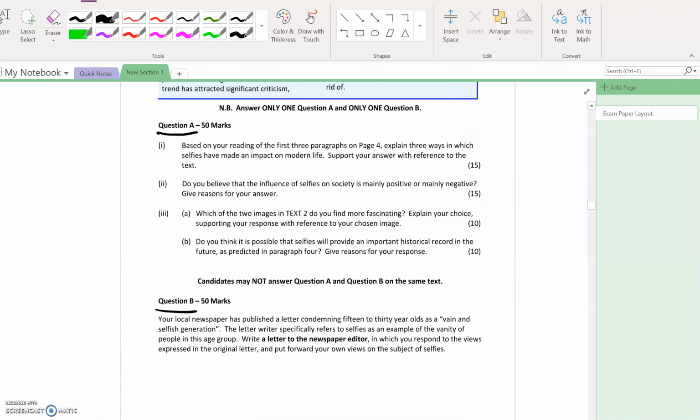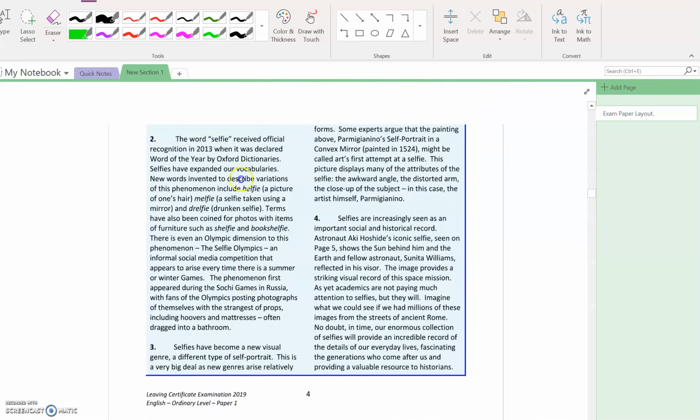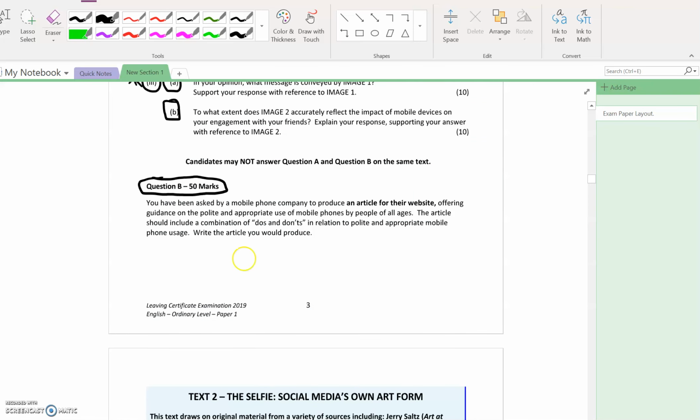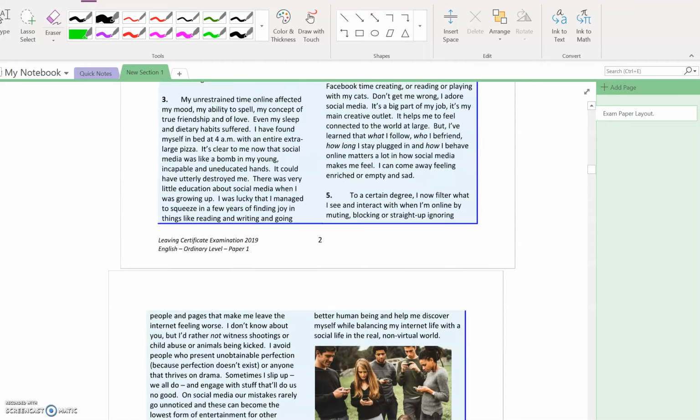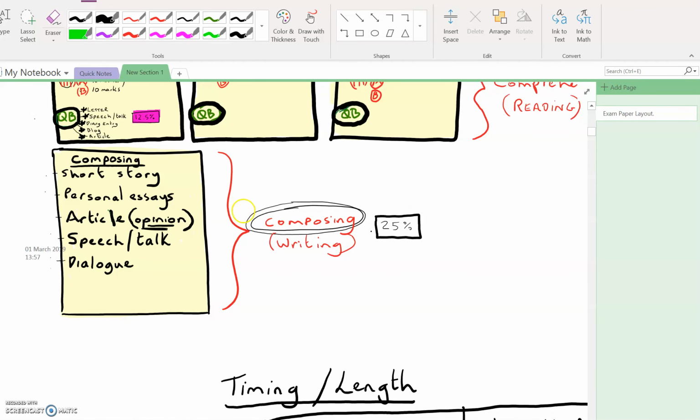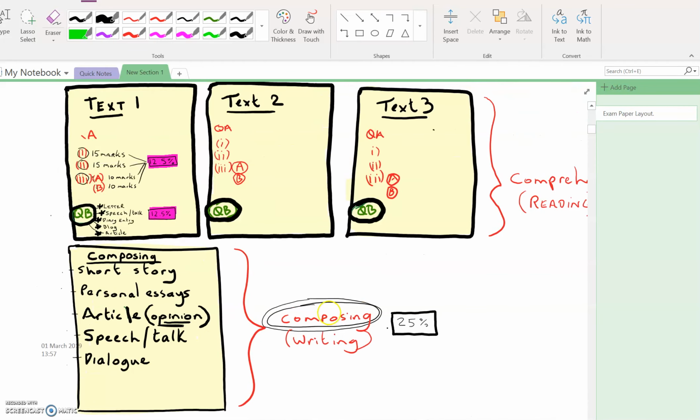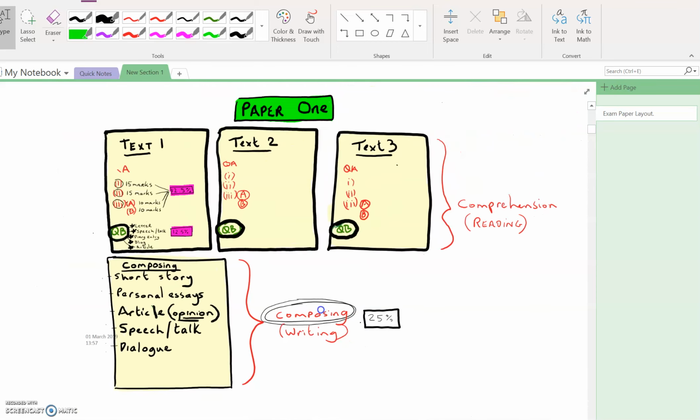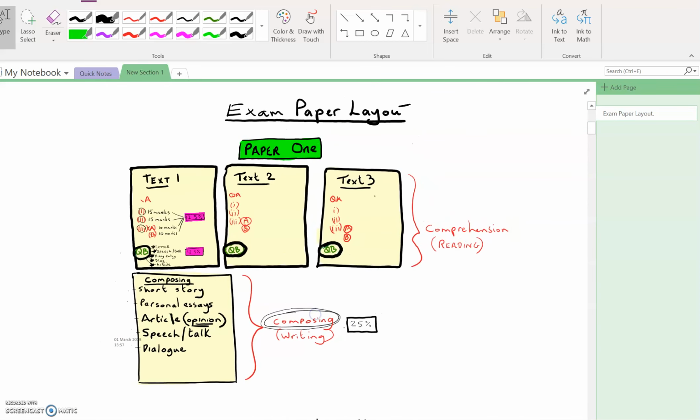Let's go up to my own little writing up here near the top. A little bit messy, but it helps a little bit. Up here. Okay, there we go. I've just done a little drawing of what the exam paper layout of paper 1 is. So it's a little bit rough, but you get the idea.